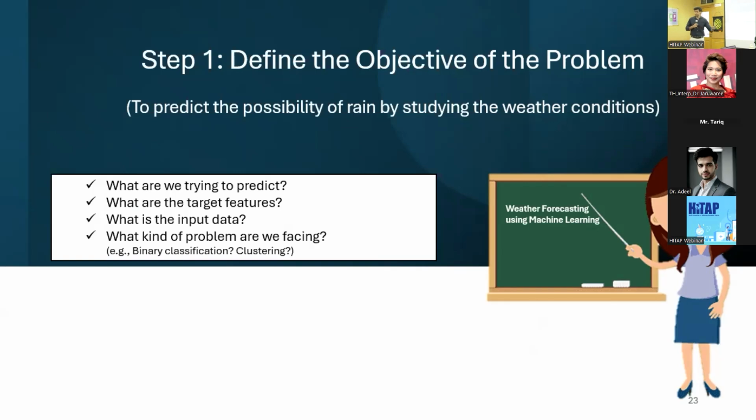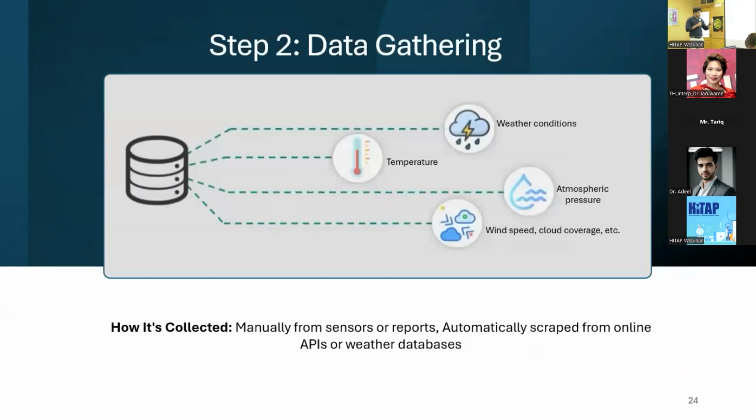If you are not familiar with these terms, don't worry. We will have a detailed session after this session, where we will explain in detail what these terms are. For now, just try to understand the concept. Once you define the objective, the next step is data gathering, because our problem is weather forecasting, so we will collect the relevant data. In this application, we have weather conditions, temperature, atmospheric pressure, wind speed, cloud coverage, etc.